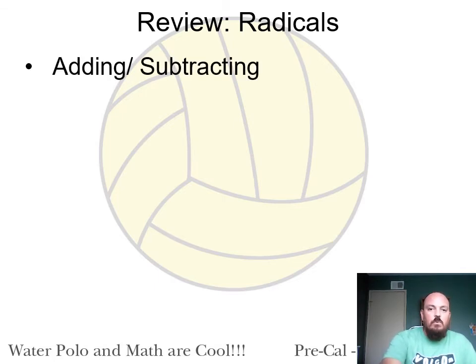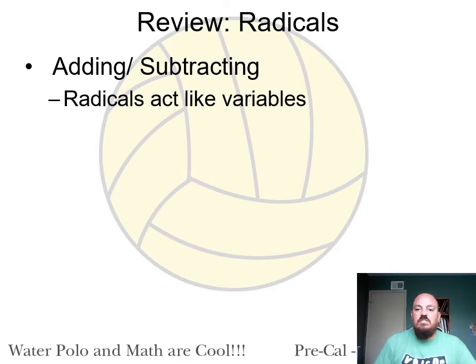Number one, when you're adding or subtracting radicals, just think of them like a variable. If you have two x terms, you can combine them. If you have two y terms, you can combine them. If you have an x and a y, leave them separate. Same thing with radicals. If I have two things with a square root of 2, I can combine them. If I have two things with a square root of 5, I can combine them. If I have a square root of 2 and a square root of 5, I leave them separate. So they work exactly like variables.